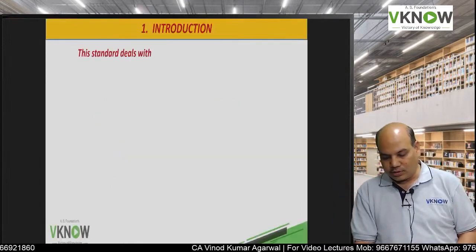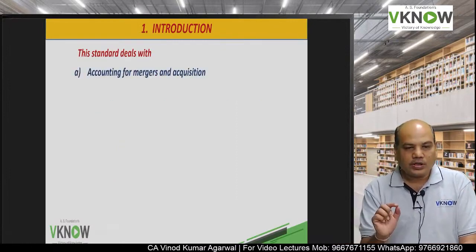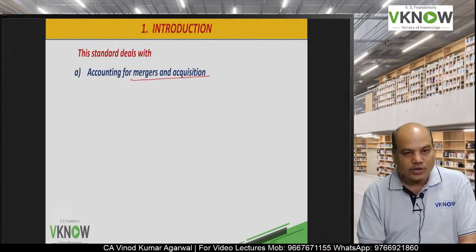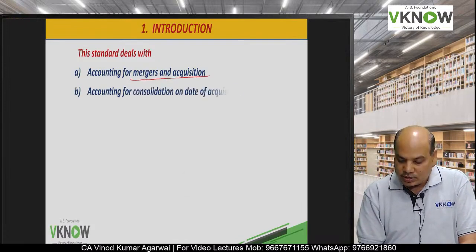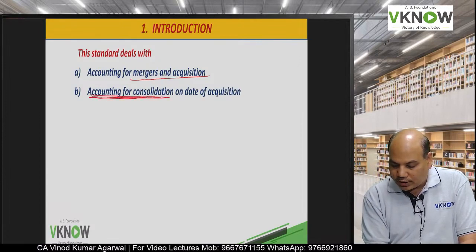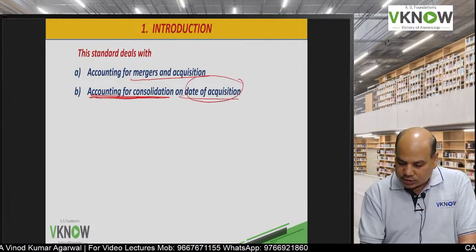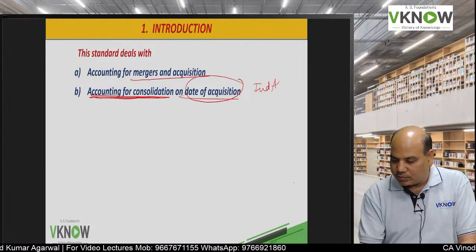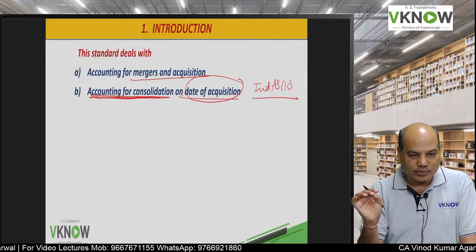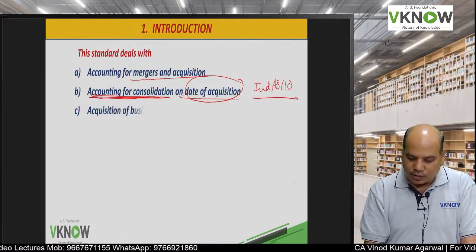So first we will start with the introduction of business combination. This is a very wide standard. It covers many aspects of business combination. It covers mergers and acquisition. It also covers accounting for consolidation on the date of acquisition. What about subsequent accounting? The subsequent accounting will be taken care of by IND AS 110. But on the date of acquisition, the accounting of consolidation is done as per IND AS 103.